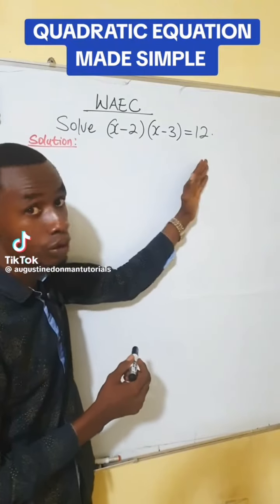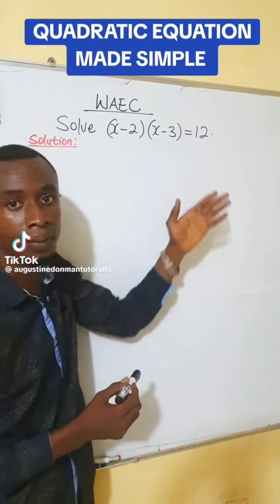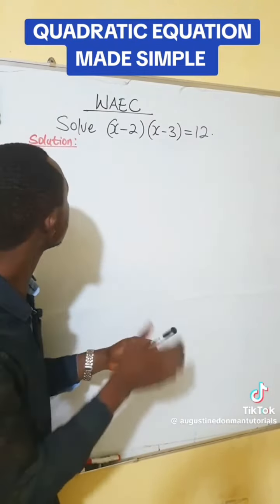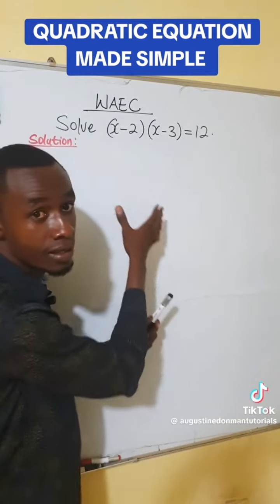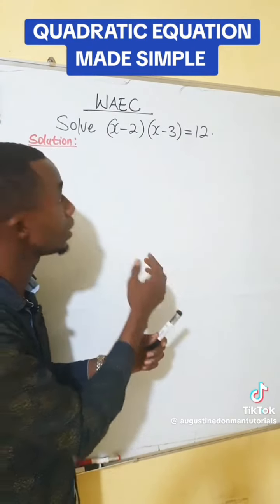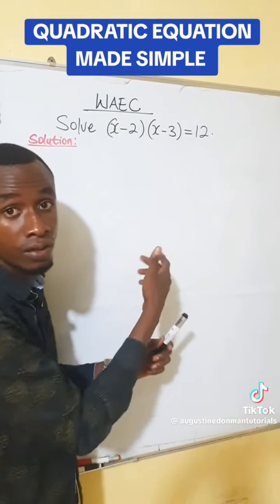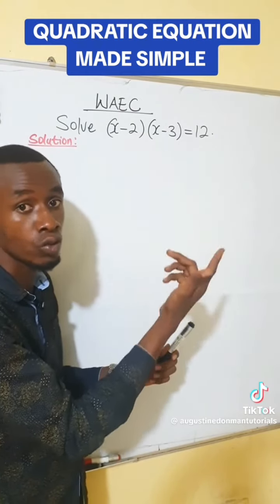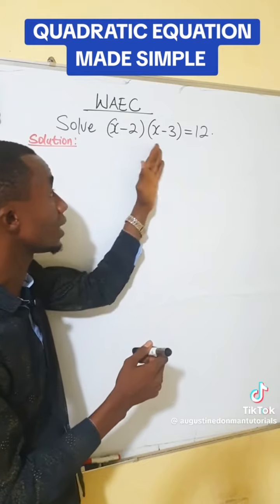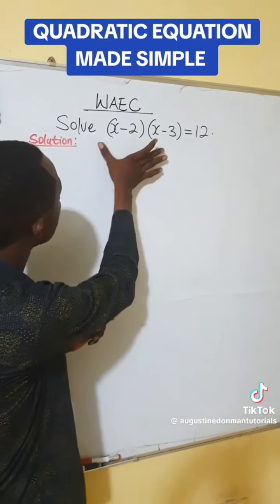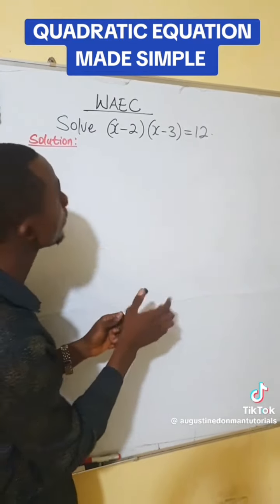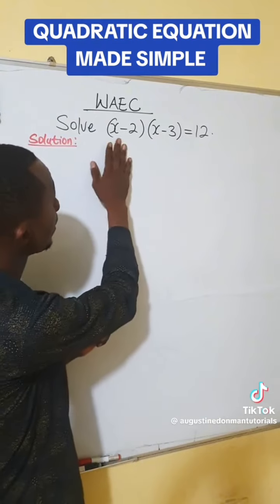Without the concept of quadratic equation, there is no way for you to solve this problem and get it correct. Because after expanding these two brackets, we are going to have a quadratic equation, because this is a variable and this is also a variable. When you multiply two variables, you get a power of 2, and that is a quadratic equation. So if we want to solve this particular equation, our first step is to expand this bracket.